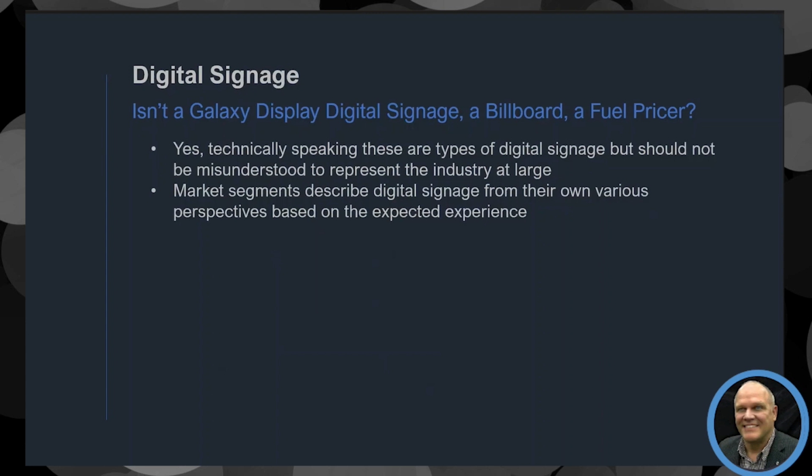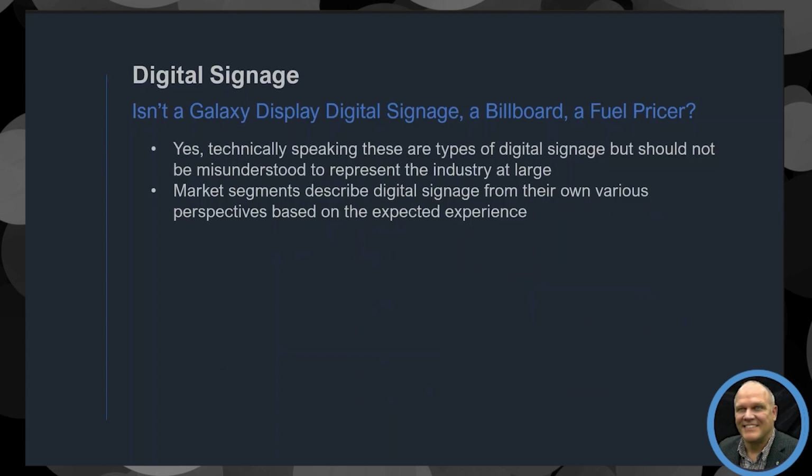Where the experience expected is more like retail or wayfinding, maybe a digital menu board, informational displays, even interactivity, it's commonly understood that we're talking about a system of LCD displays, players, mounts, software, etc. that we just talked about, the components that make up a typical digital signage solution.